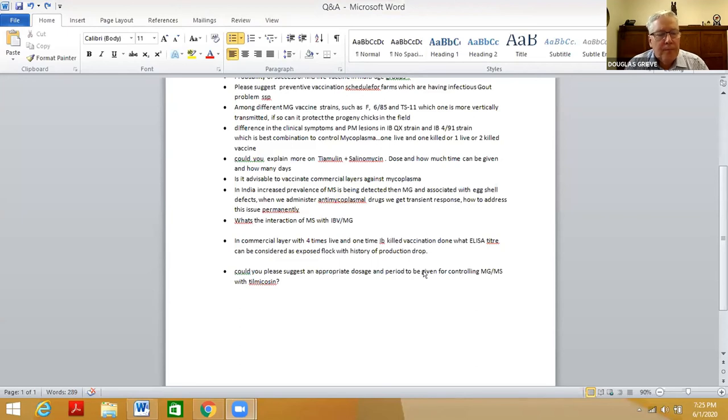Next question, commercial layers. Commercial layers vaccinated four times with a live vaccine, followed by one killed IB vaccination. What ELISA titer can be considered to prevent egg drops? So the question is, we've got a flock that's been vaccinated multiple times with live vaccine.